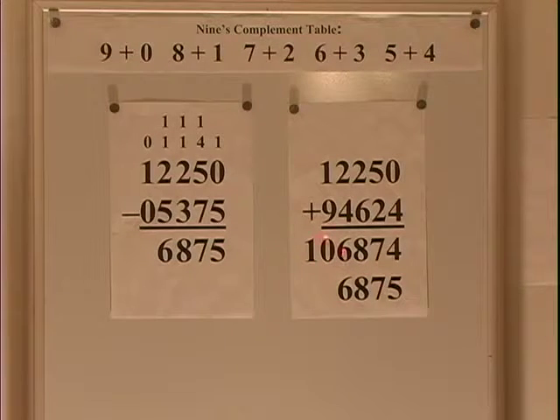I get the correct difference. Where did this extra 1 come from? In subtraction by subtraction, we start with the minuend and then we subtract a number from it. So we're going to get a smaller number. In subtraction by addition, we are adding 94,624 to the minuend. Consequently, there's going to be a carryover in the 10,000s place. That leftmost digit will always be a 1 in the Nine's complement procedure. Add it to the rightmost digit, and you get the correct difference.